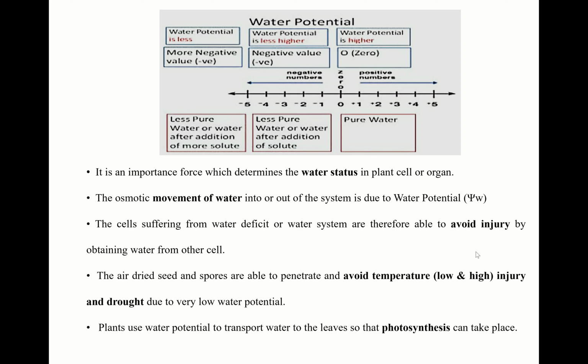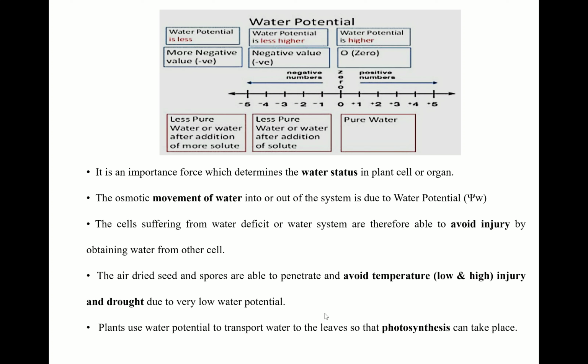What is drought? When the water availability is less for the plant. If you provide more water, again there are chances that plants die. So a proper amount of water is very essential, and if you maintain the low water potential, then seeds and spores can be stored for a longer time without any injury and also without infection.